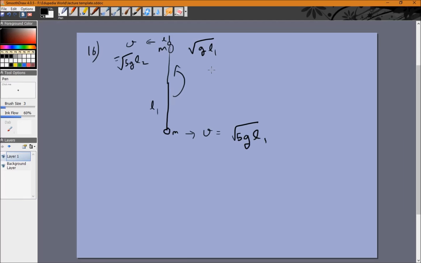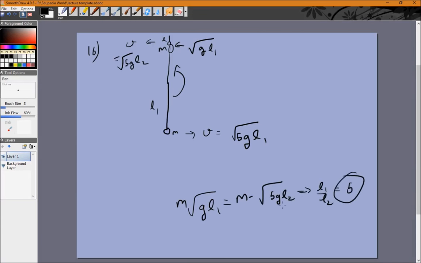So we know that if both of them have the same mass and it's an elastic collision, then there's a simple result which you should remember, that the speeds are interchanged. You can actually derive that, but it's good to remember. So if this has a velocity root gL1 and this is at rest, by the time it's over, this will be at rest and this will have a velocity root 5gL2. Right? And by momentum conservation, they both have the same momentum, which gives us m root gL1 is equal to m times root 5g L2, which just gives me L1 by L2 is equal to 5. These are single digit answer questions, so the answer to this one will be 5.